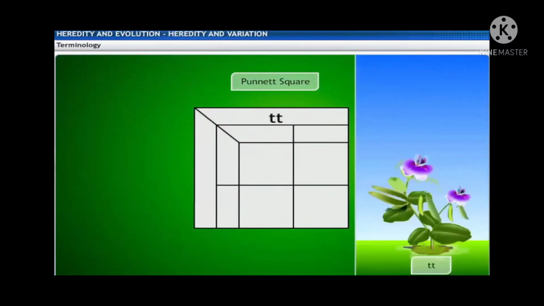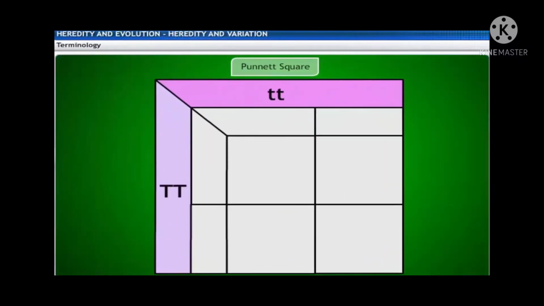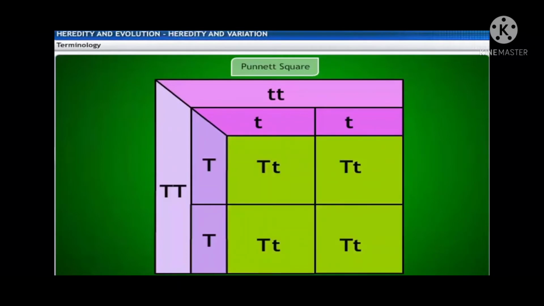Place the genetic combination of one parent, like tt, along the right of a grid, and the other parent, Tt, along the left of the grid, and the alleles of the gametes, T and t, below the parents. Combine the parent alleles and place the offspring's possible genetic combinations in the boxes below.